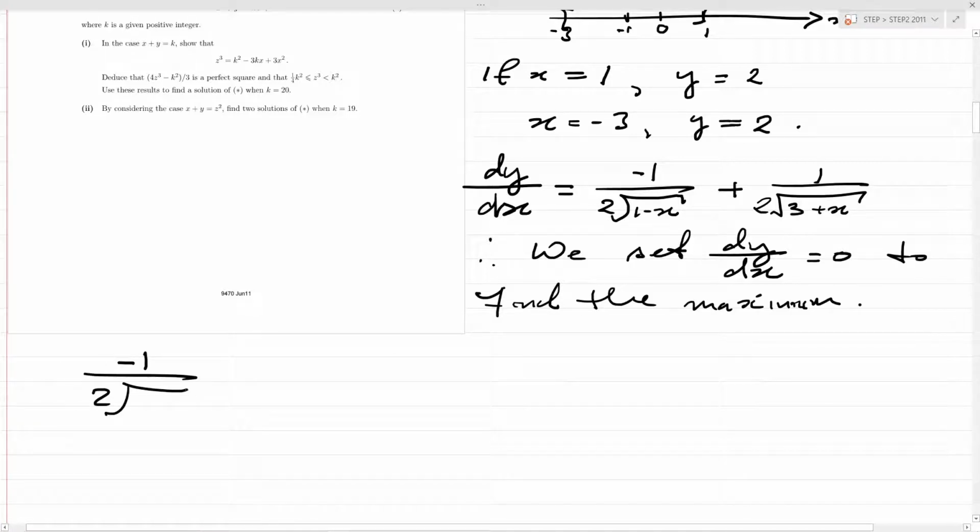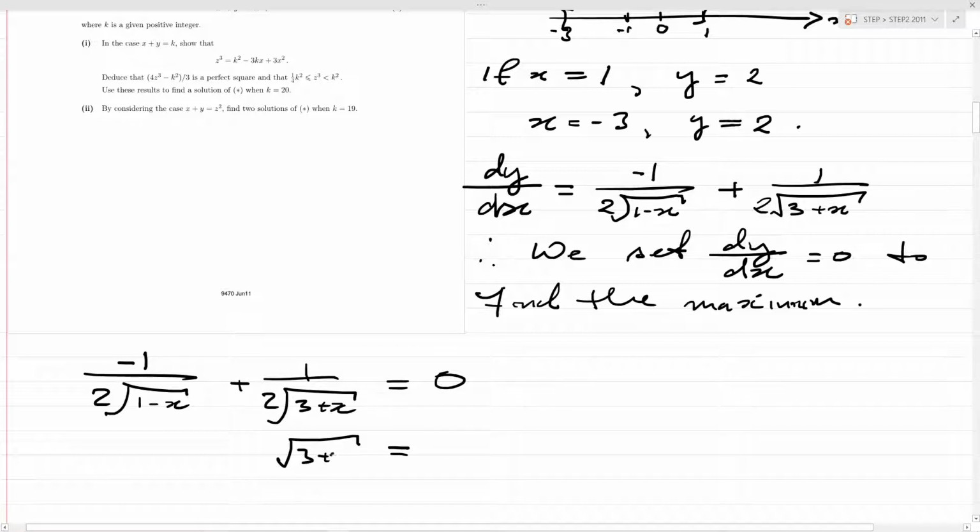So doing that, we immediately get this equation here: minus 1 over 2 times the square root of 1 minus x, plus 1 over 2 times the square root of 3 plus x, equal to 0. Now, with a little bit of algebra, we multiply up to get a common denominator, which will be 2 times the square root of 1 minus x times the square root of 3 plus x. We multiply that up, and we get 0 here. Moving this to the other side and cancelling the 2 because it's non-zero, we get that the square root of 3 plus x is equal to the square root of 1 minus x.